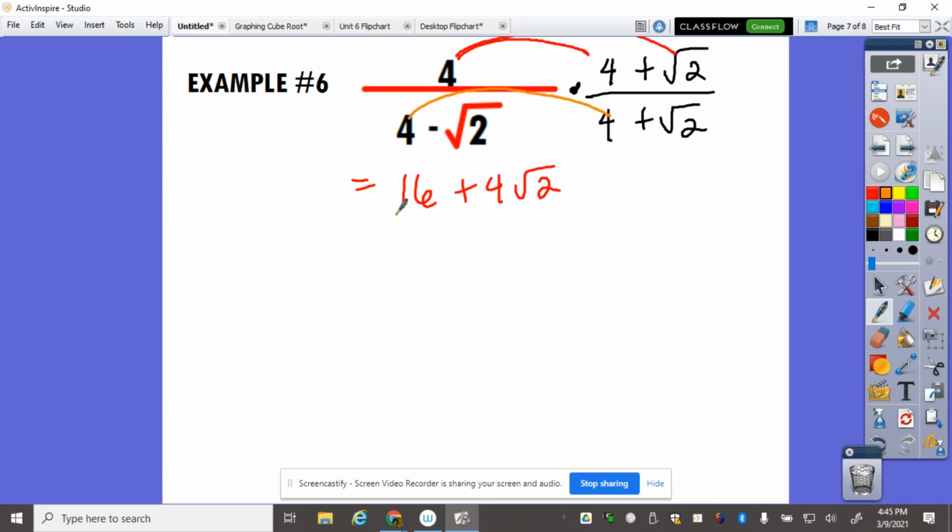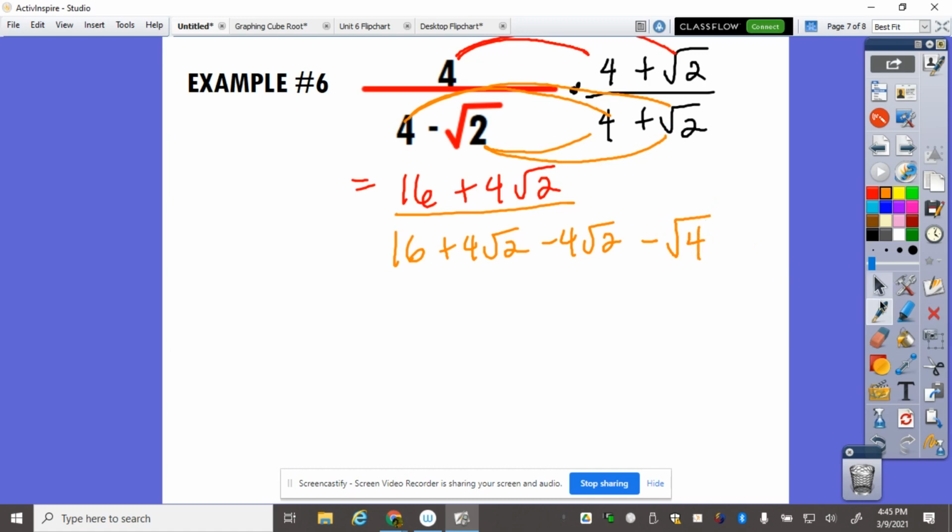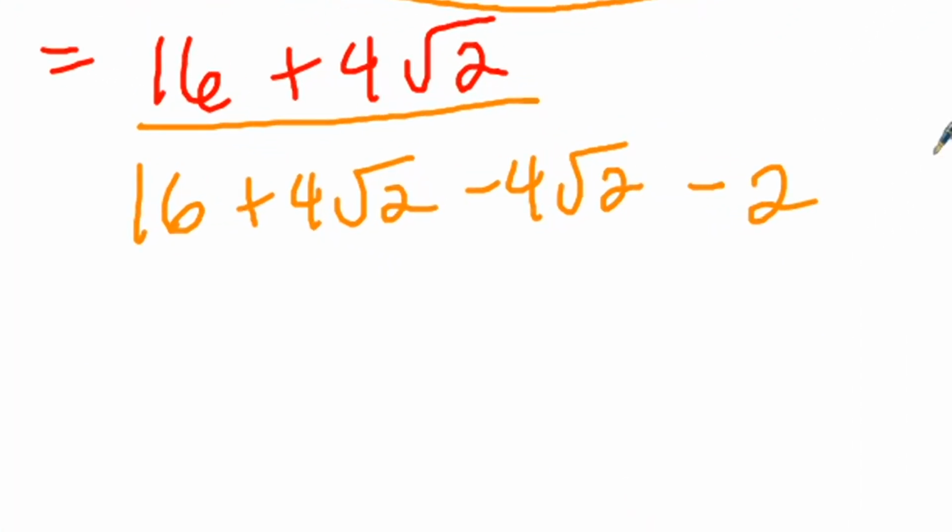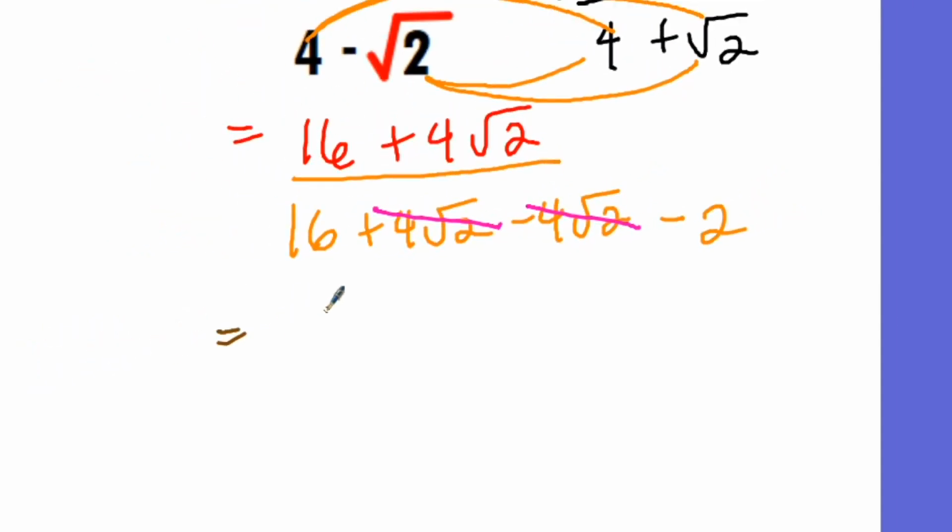4 times 4 will be 16. 4 times square root of 2 is positive 4 square root of 2. Negative square root of 2 times 4 is negative 4 square root of 2. Negative square root of 2 times square root of 2 is negative square root of 4. But that square root of 4 is just going to be 2. Okay, if you notice, guys, here, our denominator, this will cancel. And that's the idea of rationalizing by its conjugate, because the middle terms will cancel out.